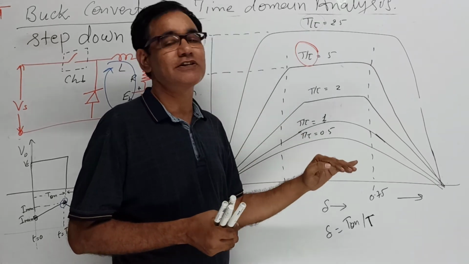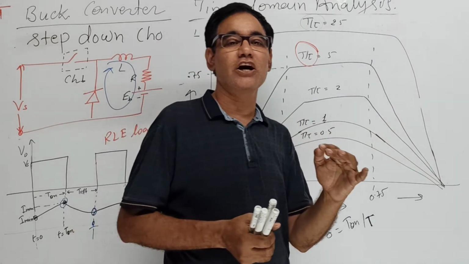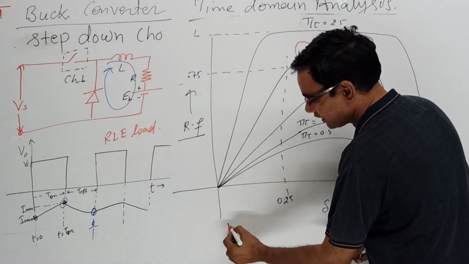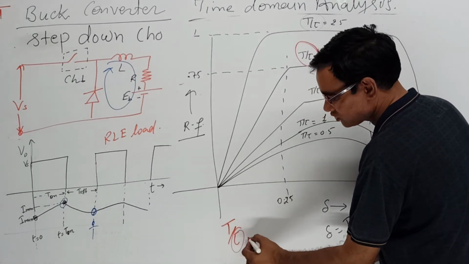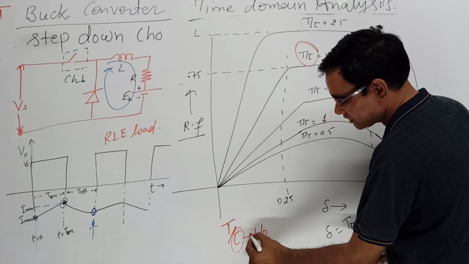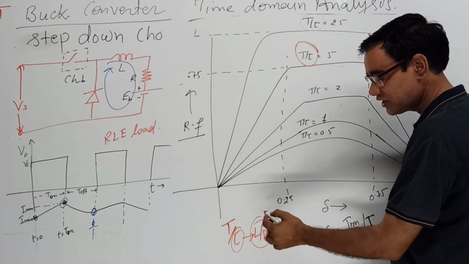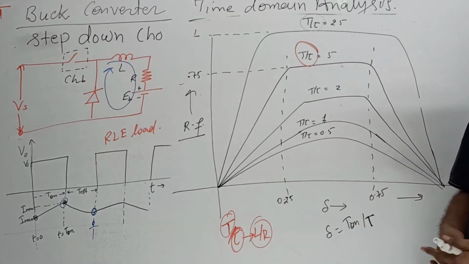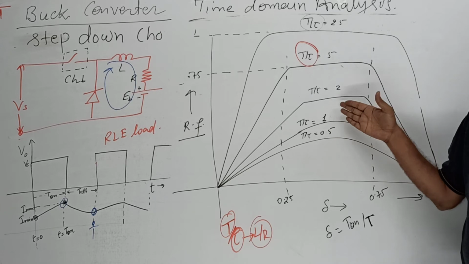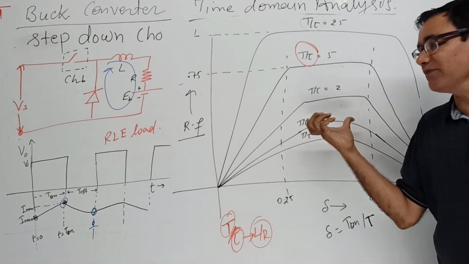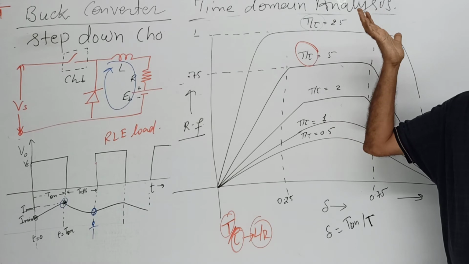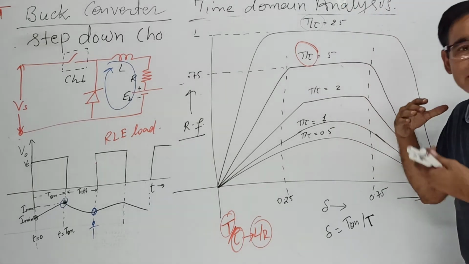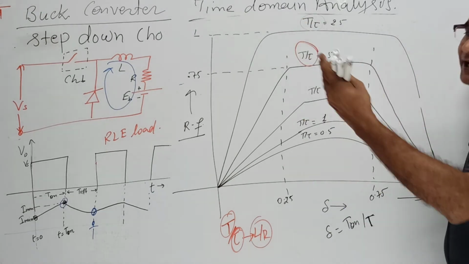If the time of a cycle and the time constant of a circuit, meaning L R, time constant tau, T by tau, here tau is L upon R. It means the ratio of the time of a cycle to the time constant of the circuit. So this is the fact. If this ratio is higher, if the cyclic time is higher, the ripple percentage is higher.